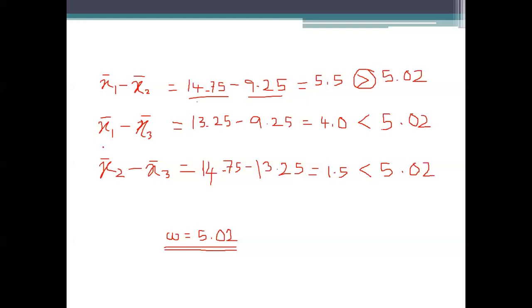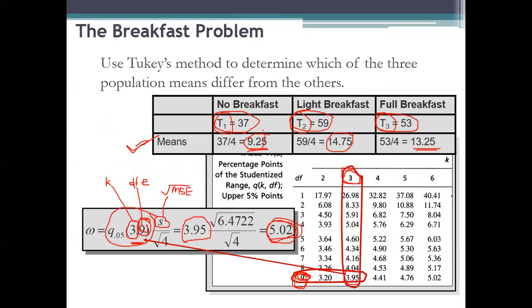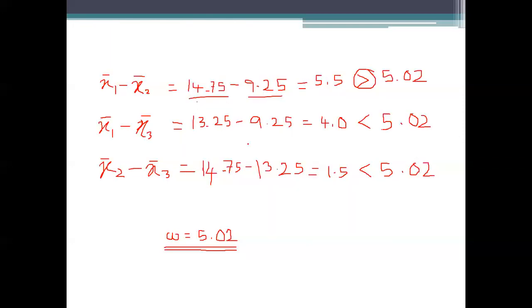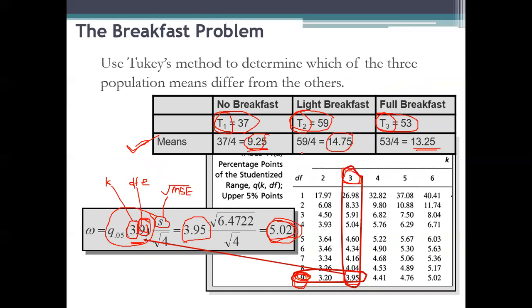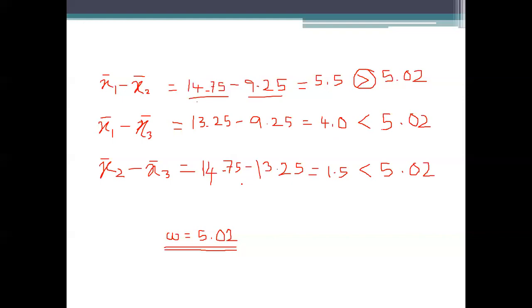Okay, and what if the comparison between treatment 1 and treatment 3? So treatment 1 is 9.25 and treatment 3 is 13.25. So 13.25 minus 9.25, you will get 4.0. And the last one is between treatment 2 and treatment 3, or X bar 2 and X bar 3. So treatment 2 is 14.75 and treatment 3 is 13.25. So 14.75 minus 13.25, you will get 1.5.